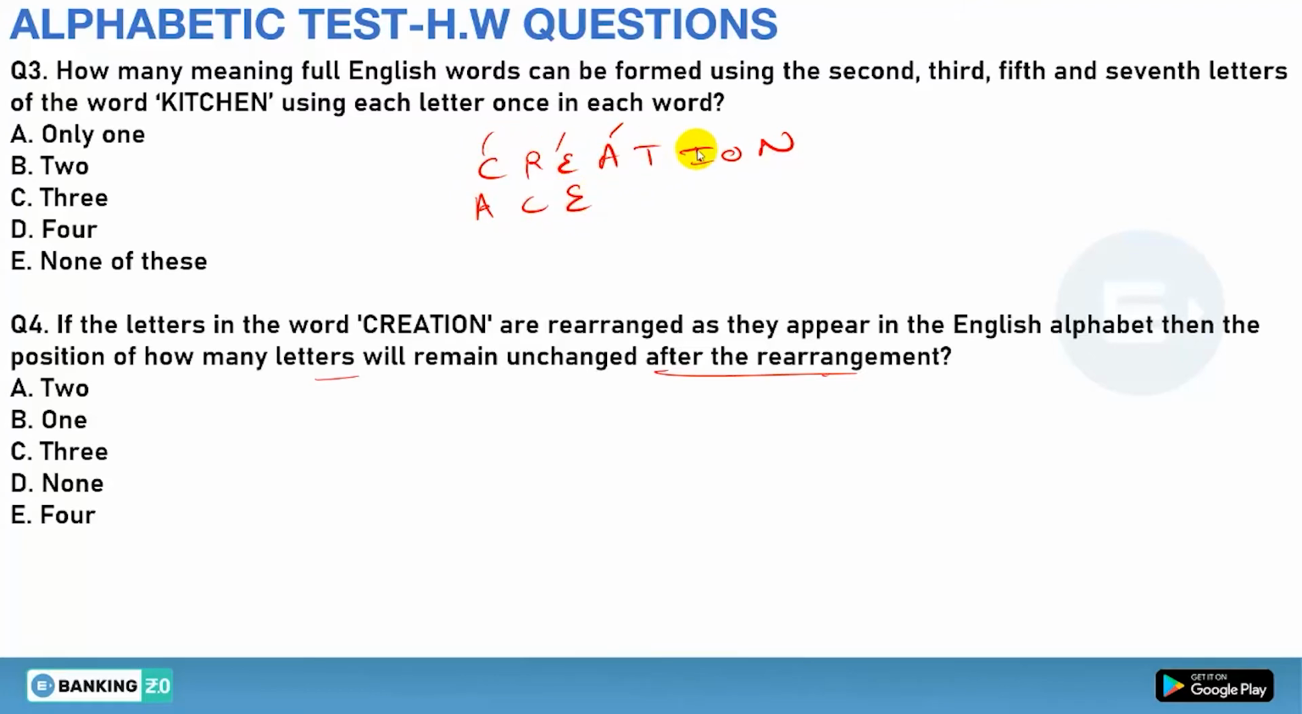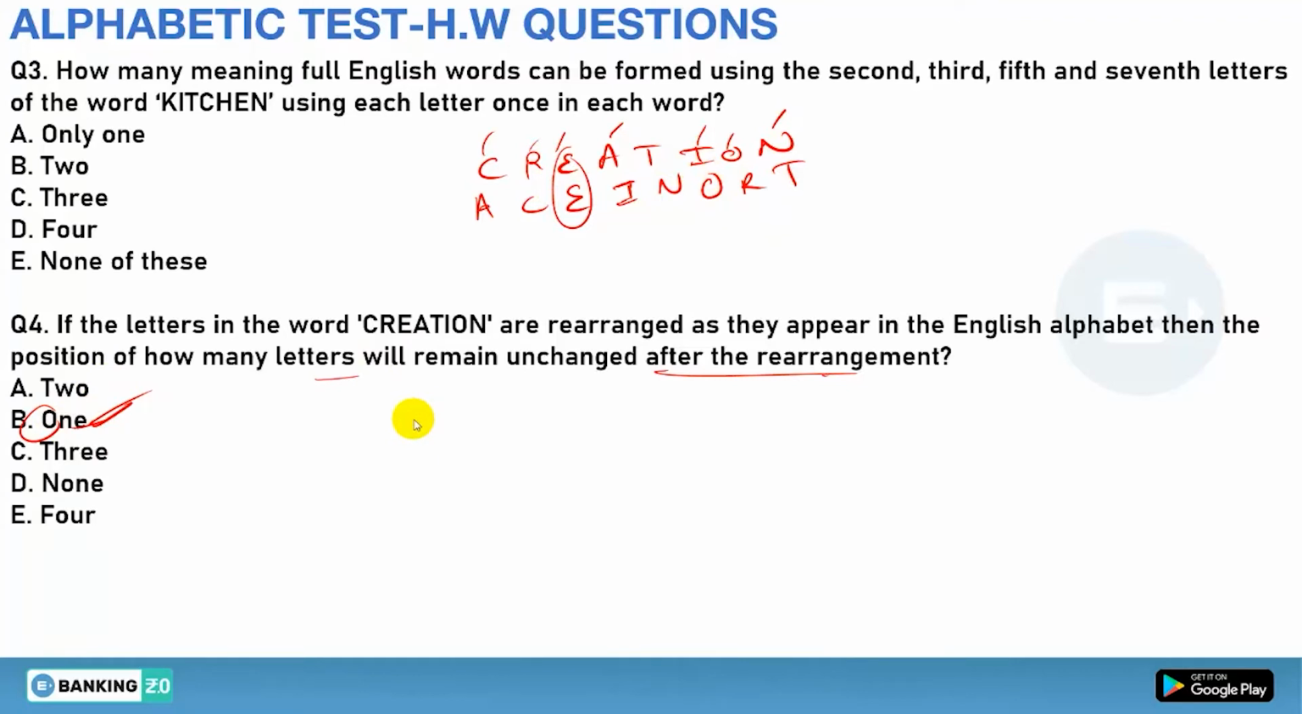Okay, now after that what will be there? That will be I, then it will be N, then it will be O. Okay, then it will be R, and then last it will be T. So how many letters remain unchanged? That is E remains unchanged, and other than that no one. So the answer will be only 1. That is option number B.